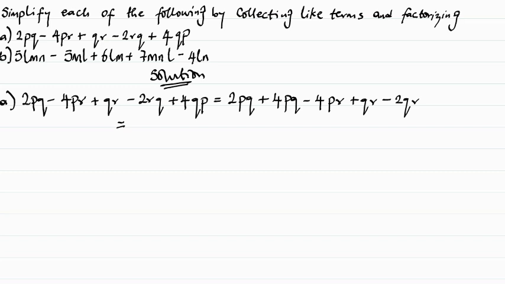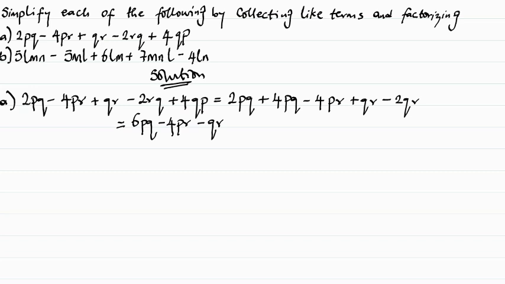2pq plus 4pq gives us 6pq. We bring down minus 4pr. Now we'll have a plus qr minus 2qr, ends up giving us minus qr. We're done with collecting like terms. Now, to factorize, it's possible to factorize out in different ways.